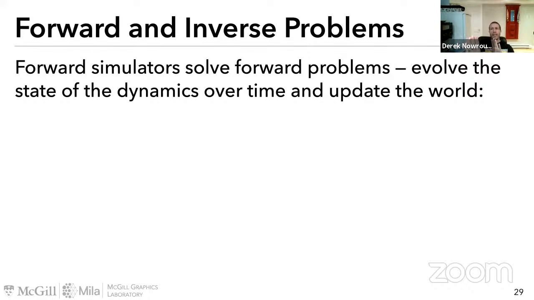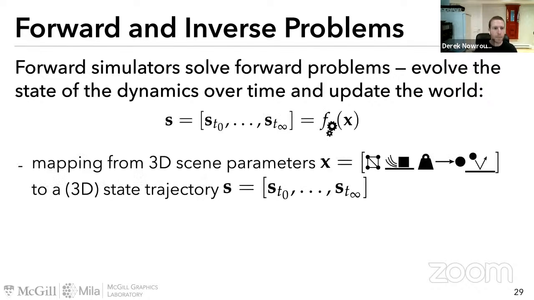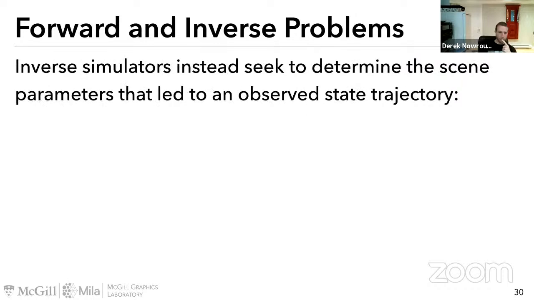And this is where we get to distinguish between the forward problem and the inverse problem. Forward simulators solve the forward problem. They evolve the state of the dynamics over time and update our view of the world at any given time. So I want to determine all of the states of this deforming bunny over time, starting from 0 to whenever I care. And I'm going to be running my physics-based simulation function on the inputs. The inputs are the 3D mesh, friction coefficients, mass, external forces, all these properties that we care to have in the forward problem. And the output is our state trajectory in a 3D space, let's say.